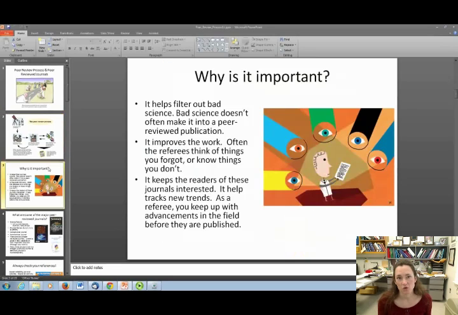Now, why is this important? Why do we do this? Well, first of all, it helps filter out bad science. Oftentimes, if the science is super bad, the editor will get rid of it just straight off the bat, and it doesn't make it into any peer-reviewed publication.